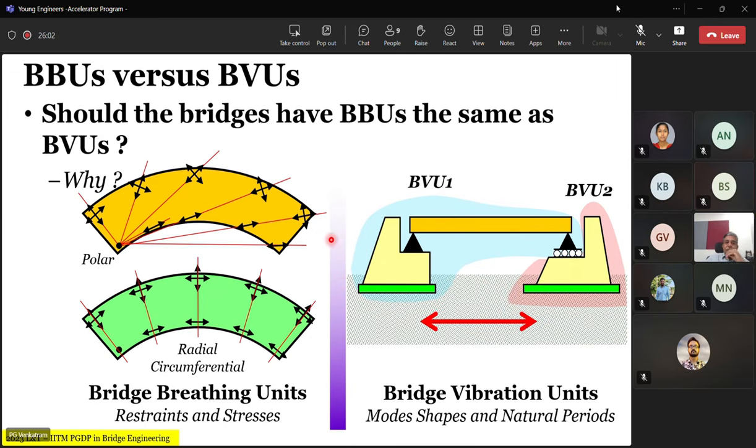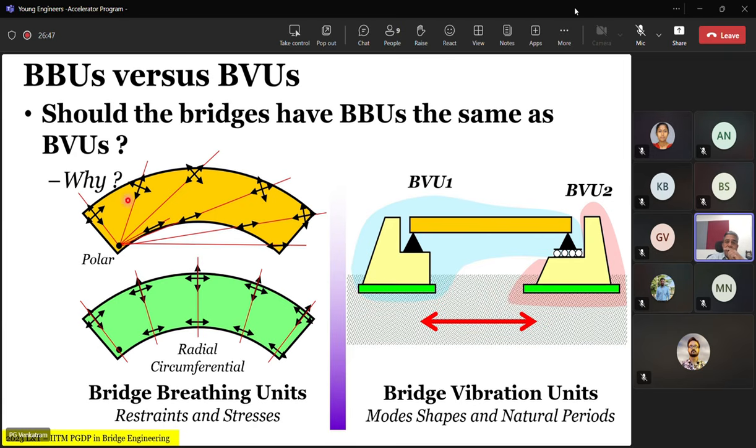Now, a question that is normally asked: should the bridges have breathing units the same as vibration units? Should they have? And if so, why? This is a question that we quite often ask ourselves. And the main reason is that, from the practicalities of the joints that we can procure and fix in terms of the gap management between superstructure, we quite often have our breathing units and vibration units distinct from each other, or sometimes they interrelate and sometimes they are quite different.